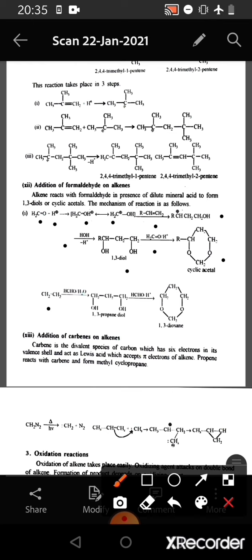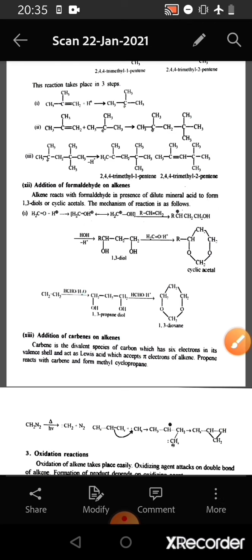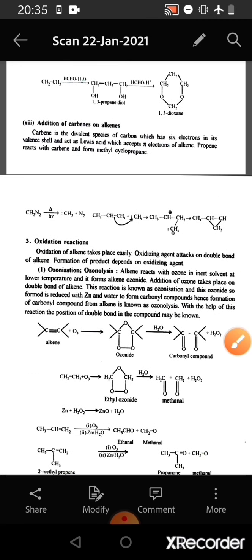For example, ethene on reaction with formaldehyde and on further hydrolysis forms 1,3-propanediol. This 1,3-propanediol again reacts with formaldehyde in acidic media and forms 1,3-dioxane. The next reaction is addition of carbenes on alkenes.